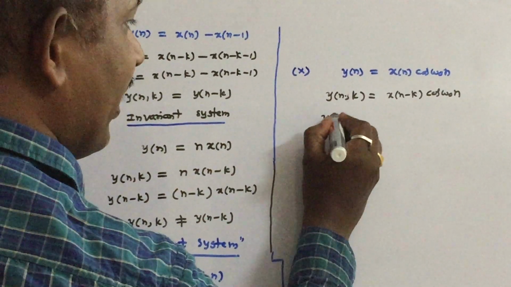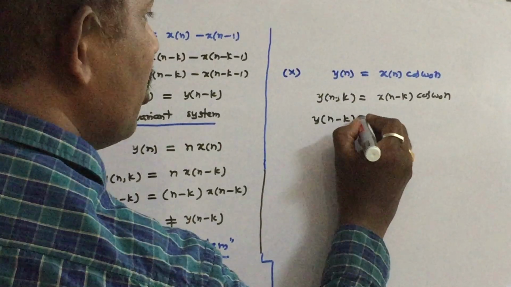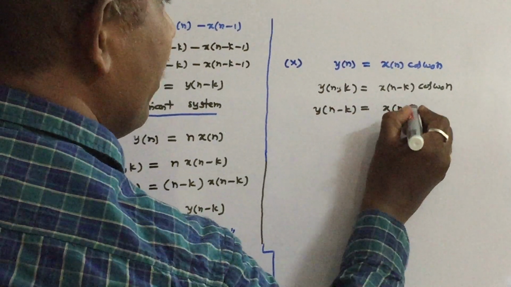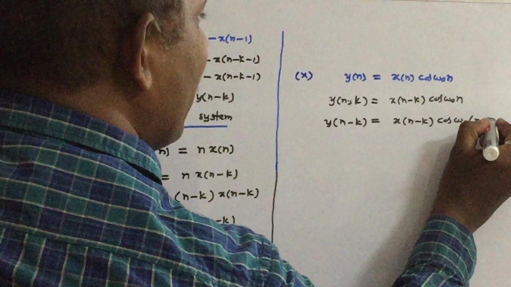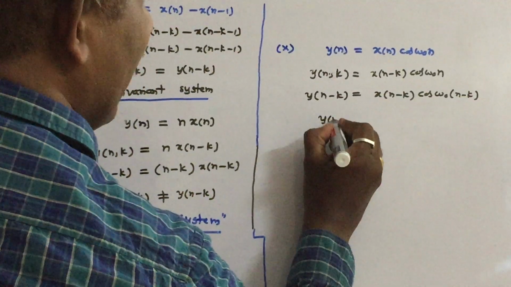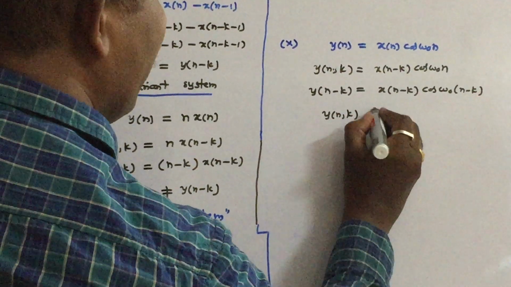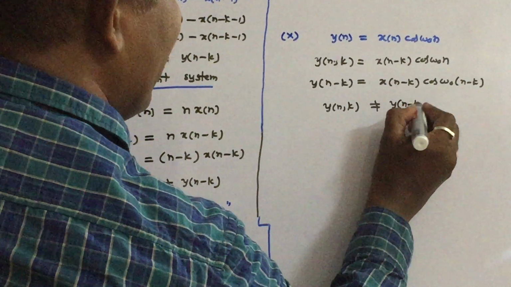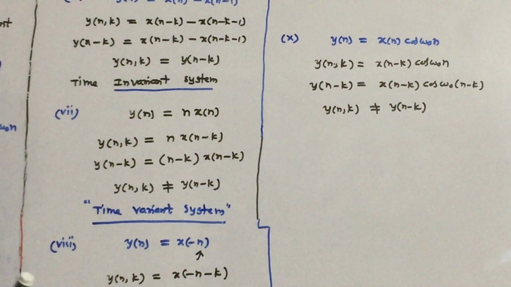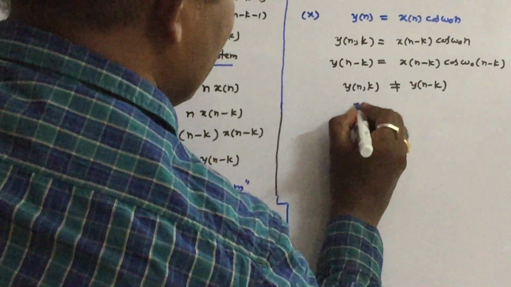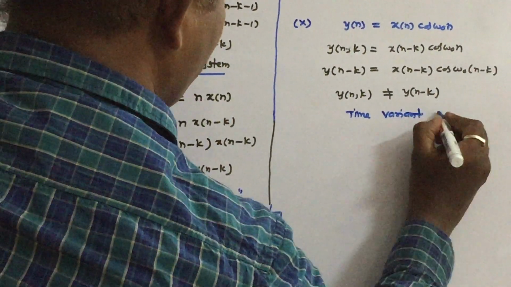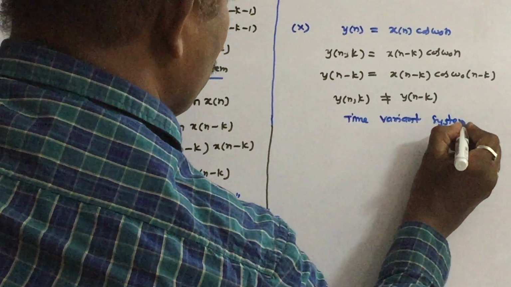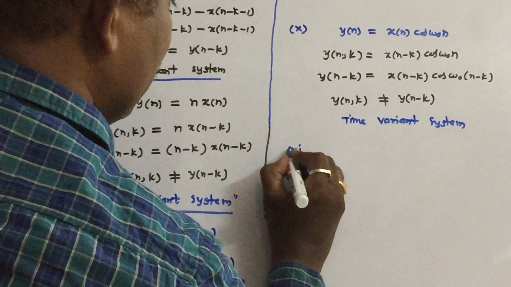Now delay the output by k samples, that is y of n minus k is equal to x of n minus k into cos of omega 0 into n minus k. As you see, y of n comma k is not equal to y of n minus k. So therefore this is a time variant system. So let us see the last one, the 11th.